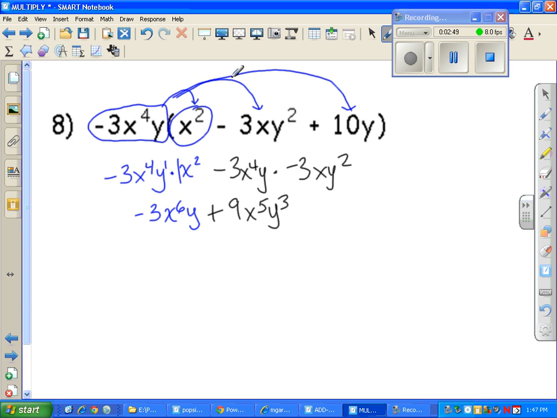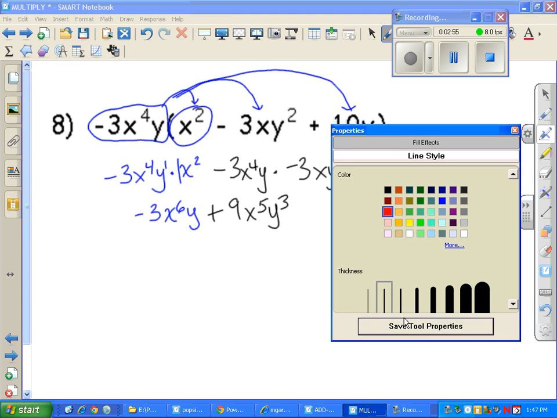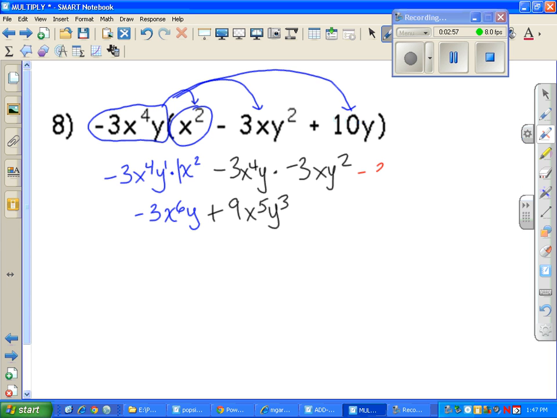And then I follow my last arrow, and we'll just switch colors up here. We'd have negative 3x to the fourth y times 10y. So negative 3 times 10 would be negative 30.